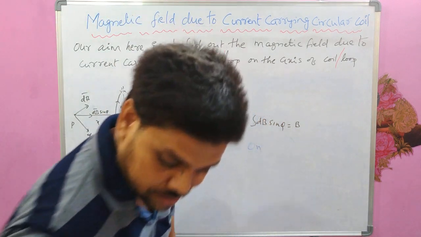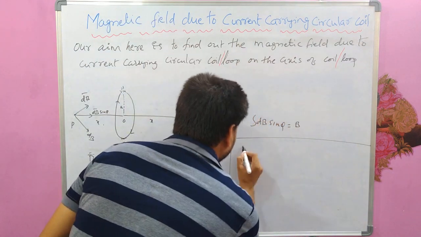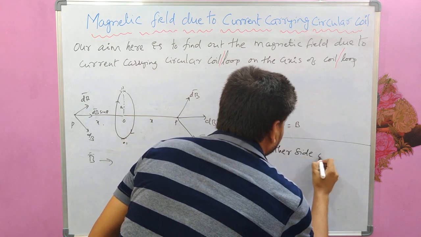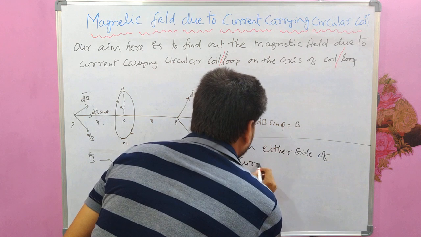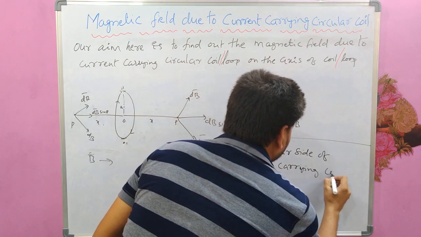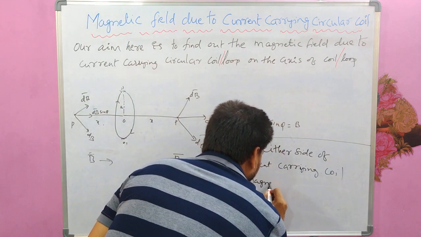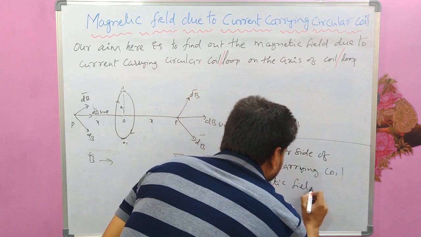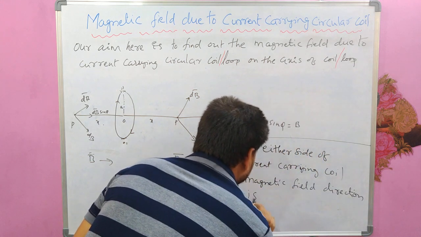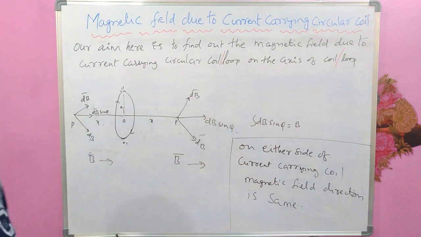On either side of the current carrying coil, magnetic field direction is same. This is a very, very important point.